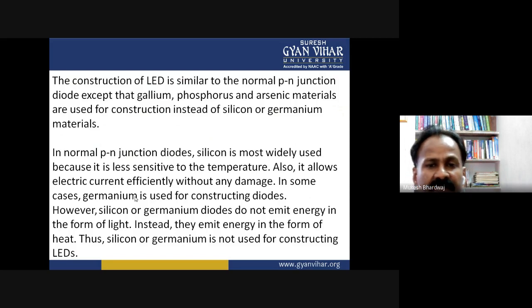In a normal PN junction diode, silicon is most widely used because it is less sensitive to temperature. Also, it allows electric current efficiently without any damage. In some cases, germanium is used for constructing diodes. However, silicon or germanium diodes do not emit energy in the form of light. Instead, they emit energy in the form of heat. So silicon or germanium is not used for constructing LEDs.